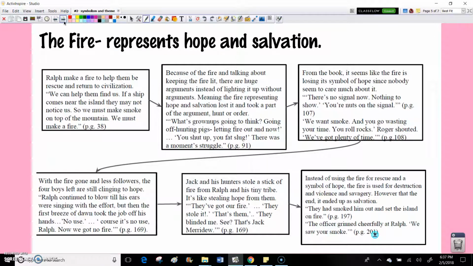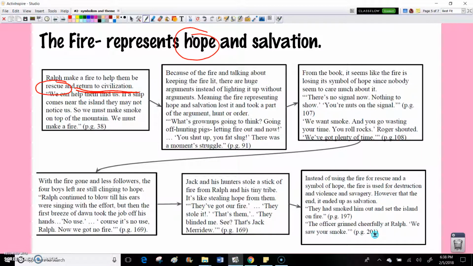So first we're going to look at an example of the fire, right? So we've already done our planning map. We've gone through the book and we've traced our symbol from beginning to end. Now the fire we talked about in class represents hope and salvation. So as I look through the book, I would see that the fire in the beginning is meant to help them get rescued and return them to civilization. As long as they have the fire going, they are hopeful.